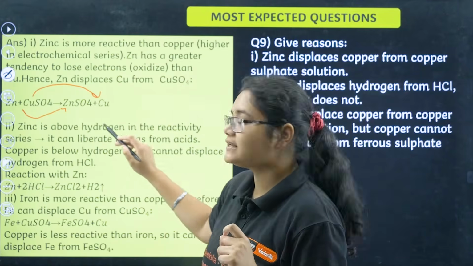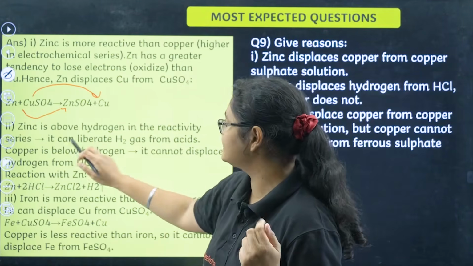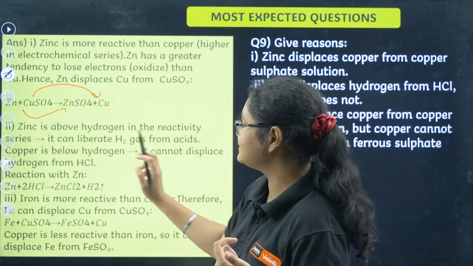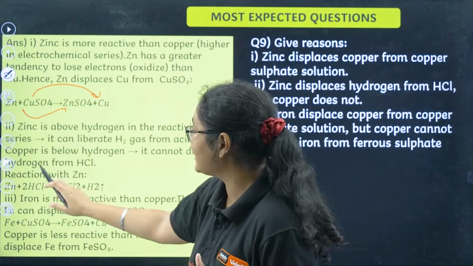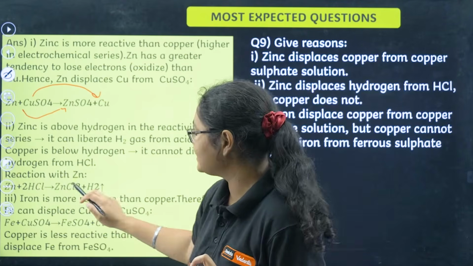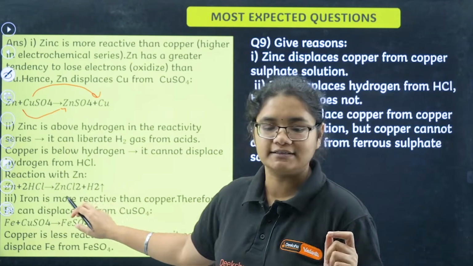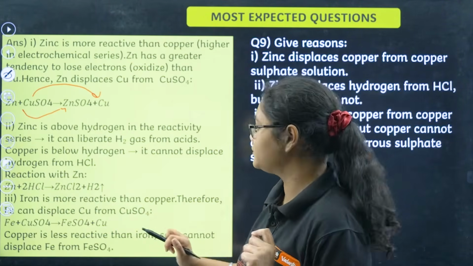Next question: zinc is above hydrogen in the reactivity series, so it can liberate hydrogen gas from the acids. Copper is below hydrogen in the series, so it cannot displace hydrogen from HCl. So if you see the reaction, Zn plus HCl will give you ZnCl2 plus H2 gas is produced.